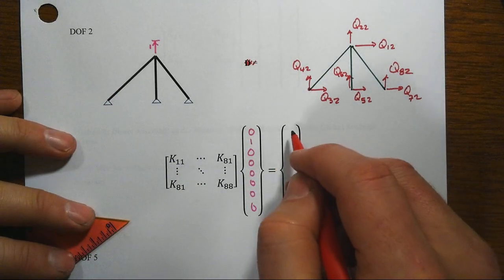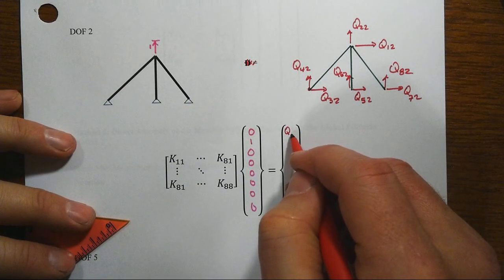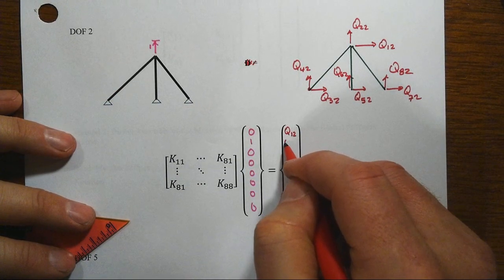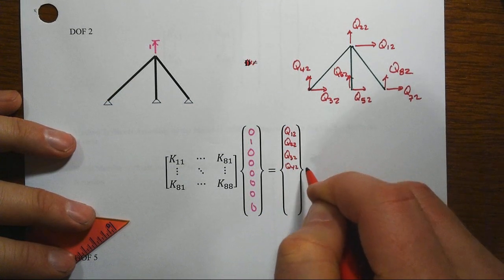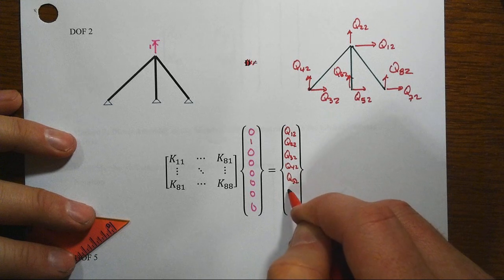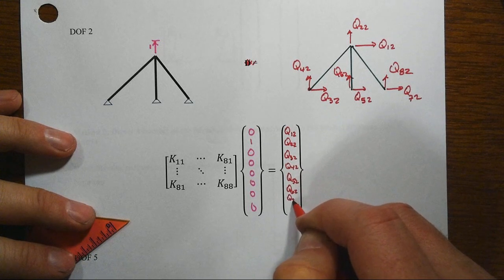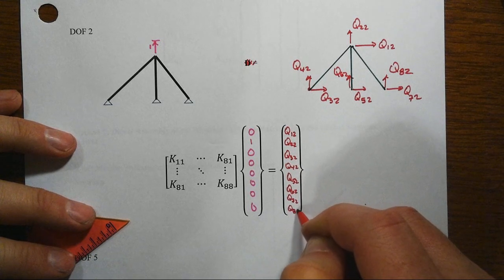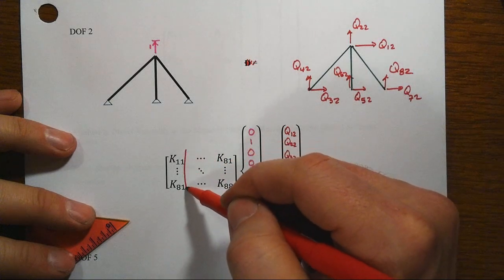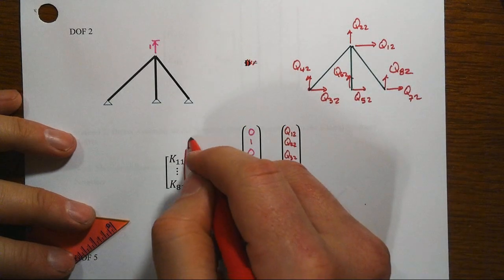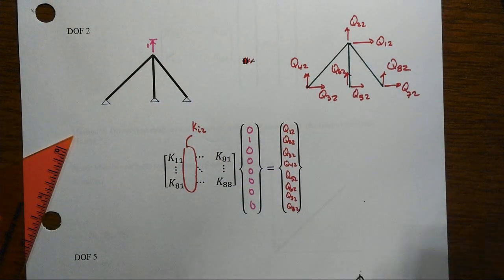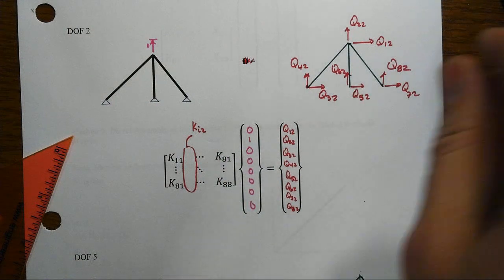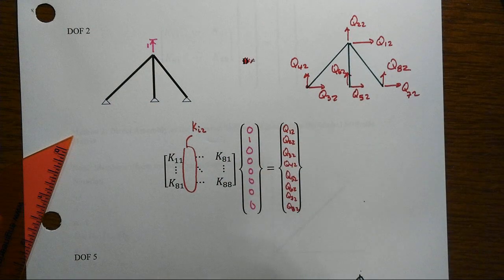Right? So let's get these written down here too. This would be Q at 1, 2, Q2 at 2, Q3, 2, Q4, 2, Q5, 2, Q6, 2, Q7, 2, and Q8, 2. And we're going to be finding then all of the KI2s ultimately. That's what we're doing. Right? So same kind of approach that we just did.